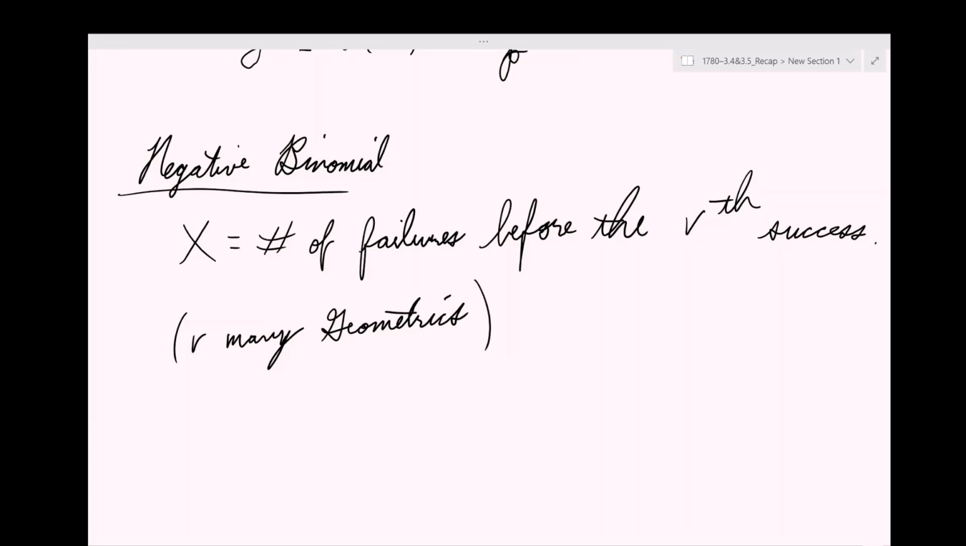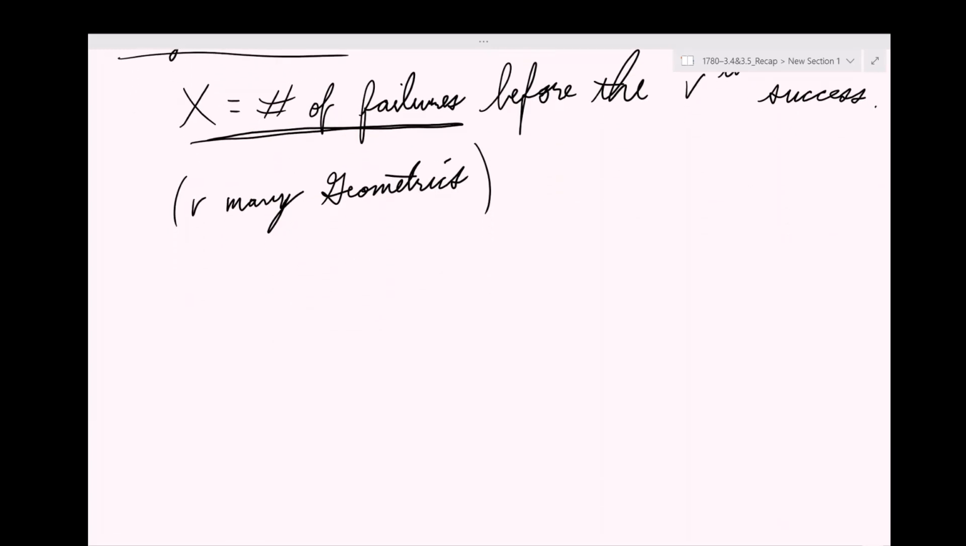And it's also important to pay attention to the fact that we're only counting the number of failures the way we develop these formulas. So that can be a little bit tricky. We'll do an example right at the end. Okay, so what were the probability formulas for that?